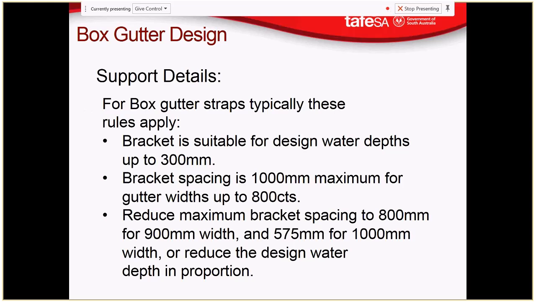So it says here reduce maximum bracket spacing to 800 millimeters for 900 millimeter widths. So maybe that could be a 900 millimeter wide box gutter? Yes. Possibly. From the top, it might be, I suspect.